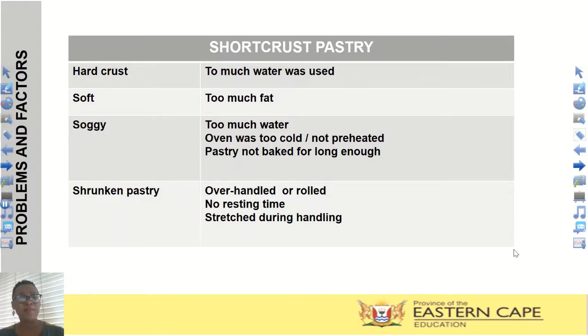You can sometimes have your short crust pastry shrinking. It means that you've overhandled it, or you've over-rolled it, you have not given it resting time in the fridge, or else you have stretched it during your rolling and your folding process.